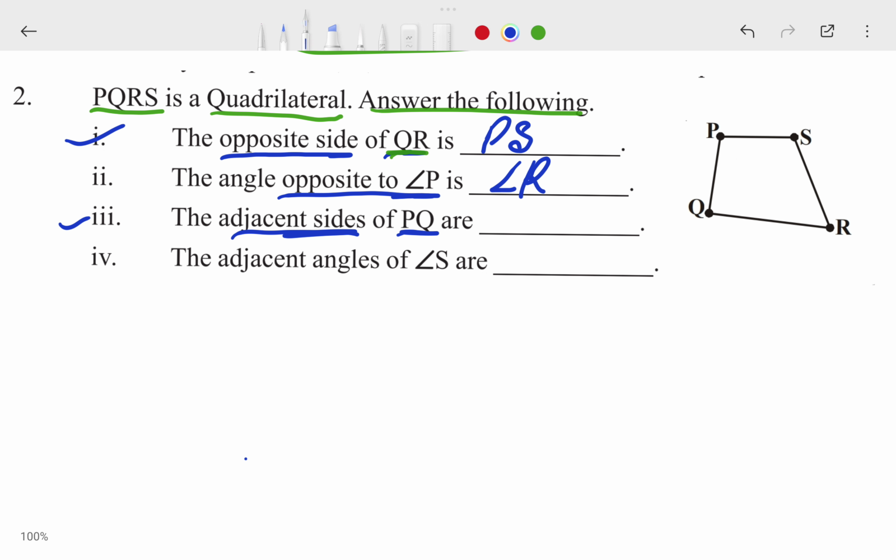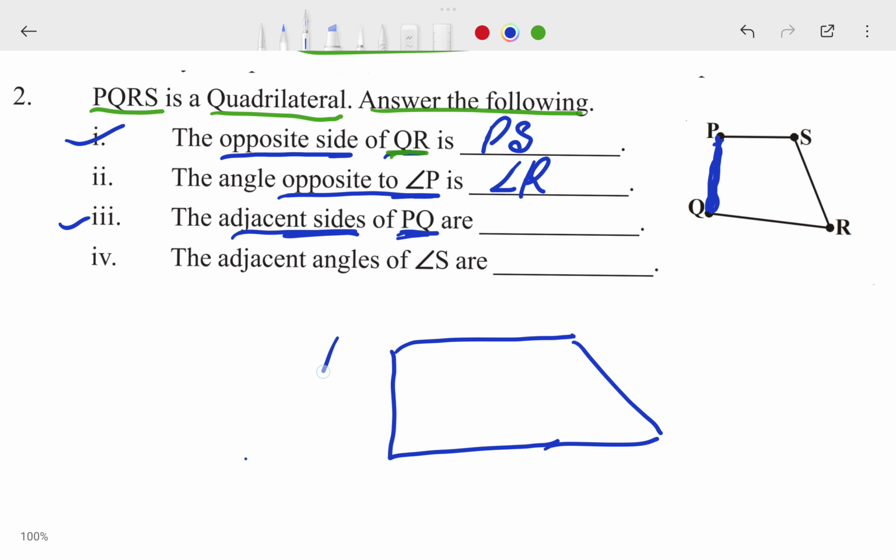Here it is asking for the adjacent side. Adjacent side means P and Q is telling, so P and Q, this is adjacent. So we have to find the adjacent. So this line is there, so whatever line is intersecting this line, that is the adjacent side. This is the only adjacent side. Like this line is like that only. So this is P and this is Q. And the question is telling to find the adjacent side of PQ. So this is the P and Q now.